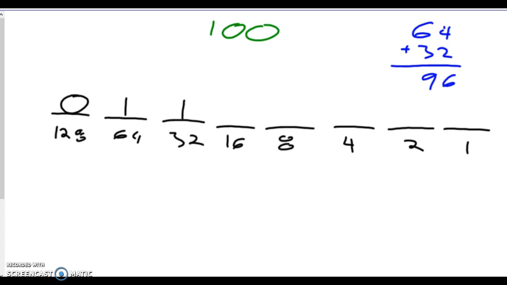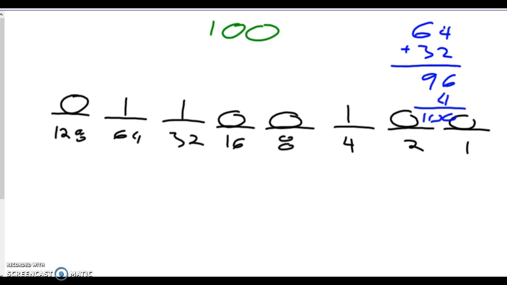So we can say we don't need 16, we don't need 8, we do need 4, we don't need 2, and we don't need 1. And this will give us our 4 to get us to our 100. So right there, real quick example of how to count in binary.